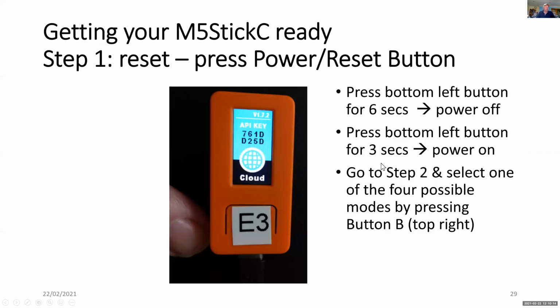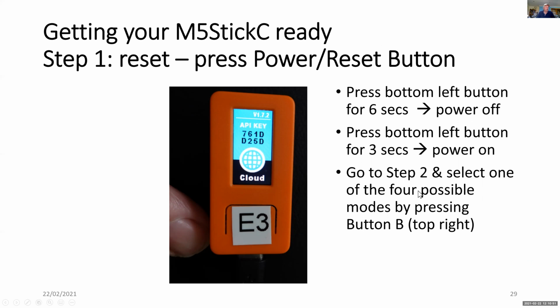So now that you've got the firmware in your M5StickC, there are a couple of operations that you should be familiar with. First one is that you can power off by pressing the button, which is on the bottom left here. Sometimes, depending on the orientation, it might be on the top, but in this orientation, the power and reset button is on the bottom left. Press that for 6 seconds and it's power off. Press it for 3 seconds and it's power on.